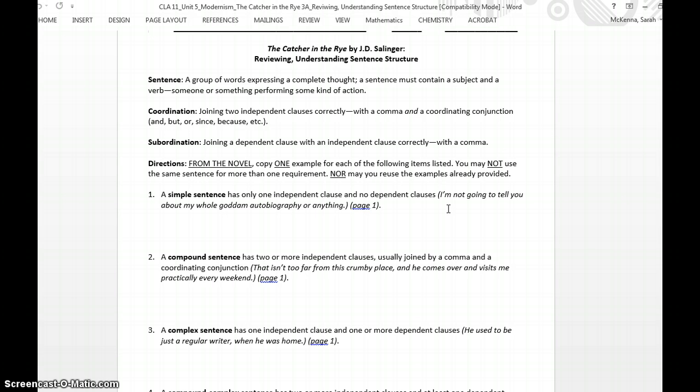Moving on, the second type of sentence is a compound sentence. You can see a compound has 2 or more independent clauses, which are usually joined by a comma and a coordinating conjunction. If you look up here to remind yourself, coordinating conjunctions are words like and, but, or, since, or because. So the example from the text is, "That isn't too far from this crumby place, and he comes over and visits me practically every weekend." If you take that and out and put a period where the comma is, you could say "That isn't too far from this crumby place," and that is a sentence. You could also say "He comes over and visits me practically every weekend." Now we don't know exactly who he is, but we know he is a person who's doing something. He's coming over and visiting.